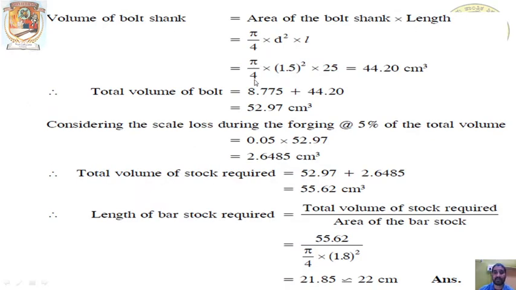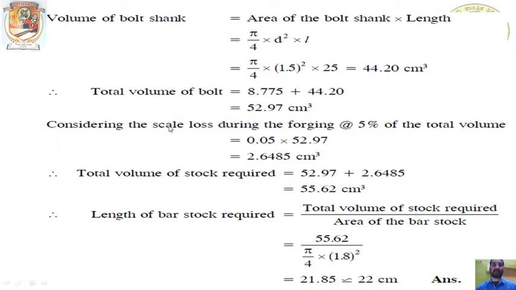Area is pi into 4, 1.5 square, that is diameter of the shank, multiplied by length of the shank, which is 25. That will give you the volume of the shank. So add the volume of head and the volume of shank, that is 8.77 centimeter plus 44.20. The total volume of the bolt is 52.97 centimeter cube.